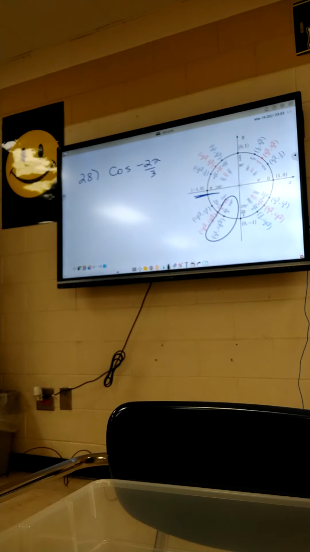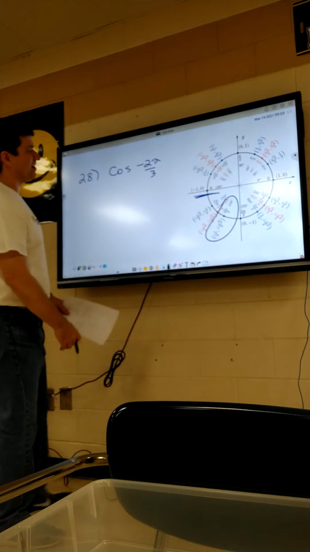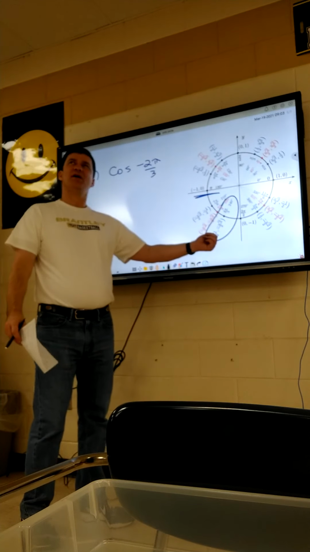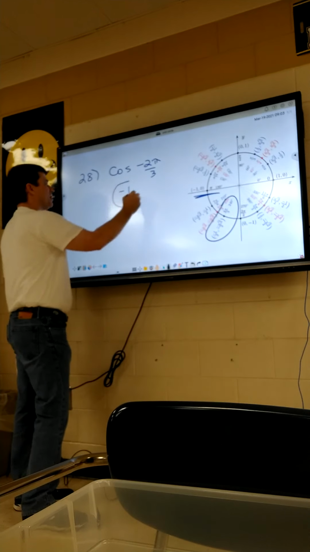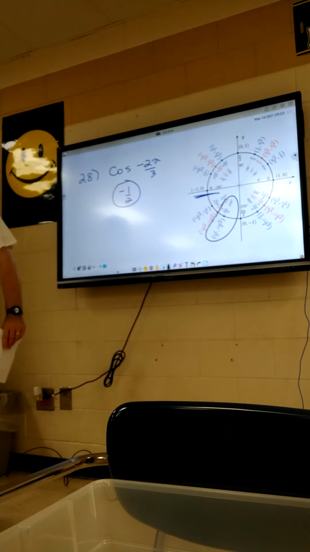All right? So cosine is x over 1. Is that right? X over 1? So my answer is just negative 1/2. All right, again, very easy if you know how to find it on the circle.